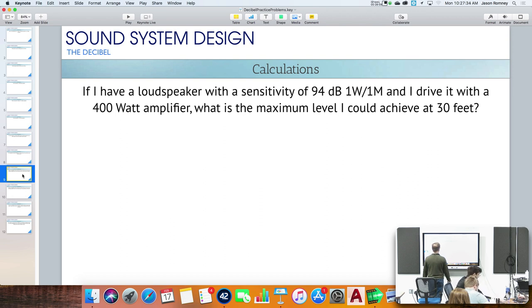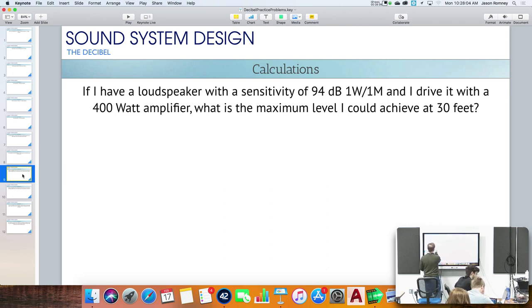How would I figure out how loud it is at 1 meter with 400 watts? That's the first problem: if it is 94 dB at 1 meter with 1 watt, how loud is it at 1 meter with 400 watts? Multiply what by 400? Was it 400 divided by 1? It's not 4, that'd be 400. Well, yeah. Okay.